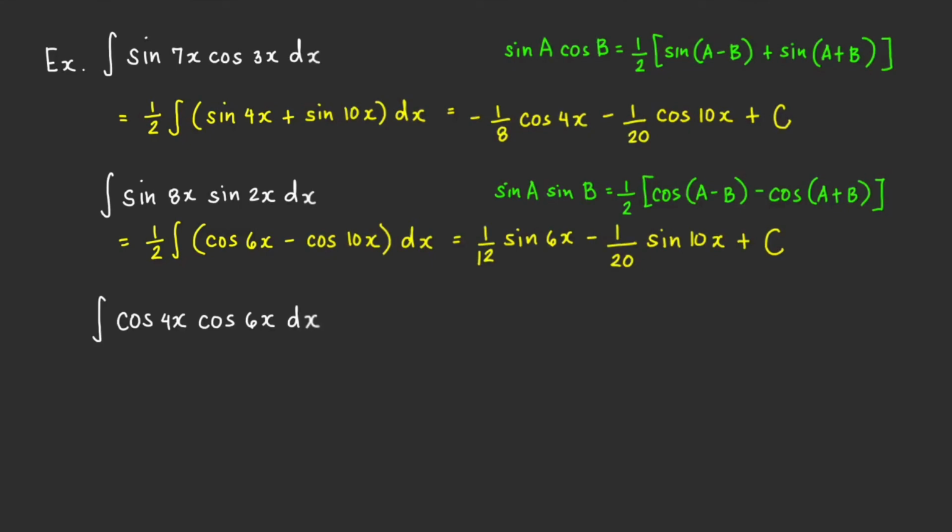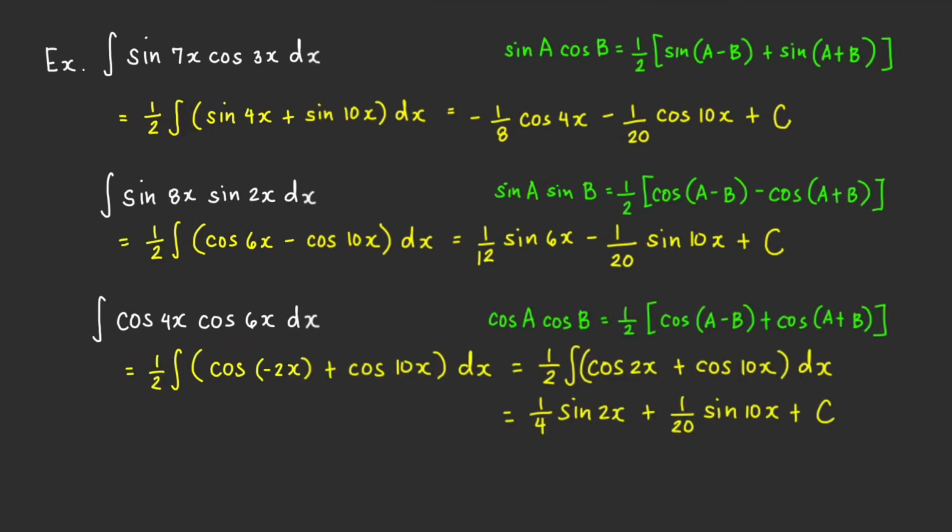Last problem. So if we have here integral of cosine 4x cosine 6x dx, so we use the product identity for cosine A cosine B. So that is cosine A cosine B is 1/2 of this sum. Okay, so using this one, A minus B, 4x minus 6x is negative 2x, and then A plus B, so you have 4x plus 6x equal to 10x. Now, since cosine is an even function, cosine of negative 2x is the same thing as cosine of 2x.